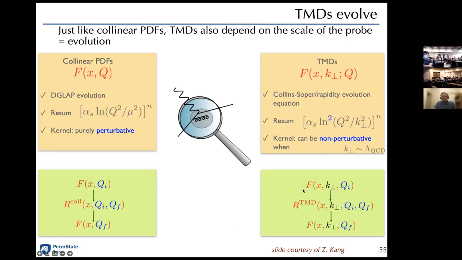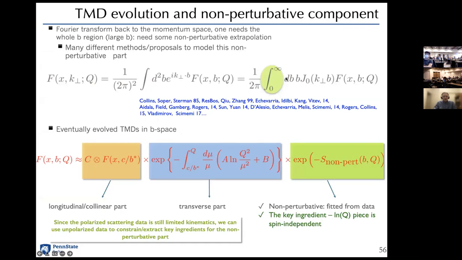Now, if we want to evolve our TMD from one scale to the other scale, our evolution kernel will also have this non-perturbative part, and therefore we will need to understand it before we can do it unambiguously. And so, of course, the way to do this integral from zero to infinity in the Fourier transform is to refactorize the results, maybe in the longitudinal collinear parts, and do the operator product expansion at low values of the momentum b.